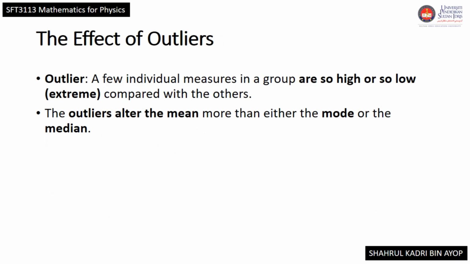The effect of outliers. So what is an outlier? An outlier is a few individual measures in a group that are so high or so low compared with the others. So for central tendency measures, the outlier alters the mean more than either the mode or the median.